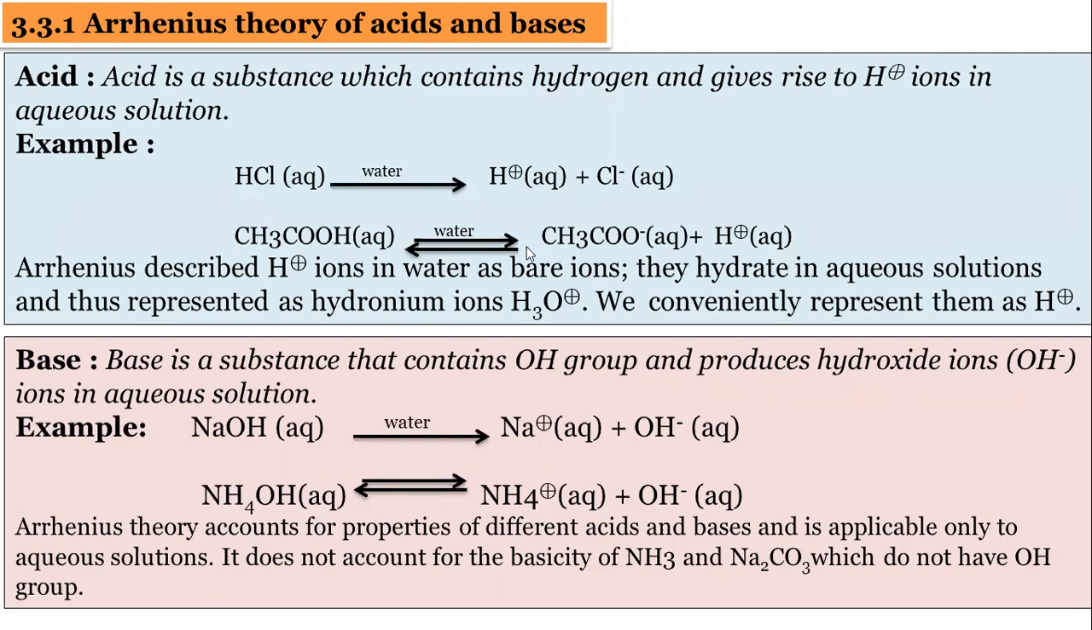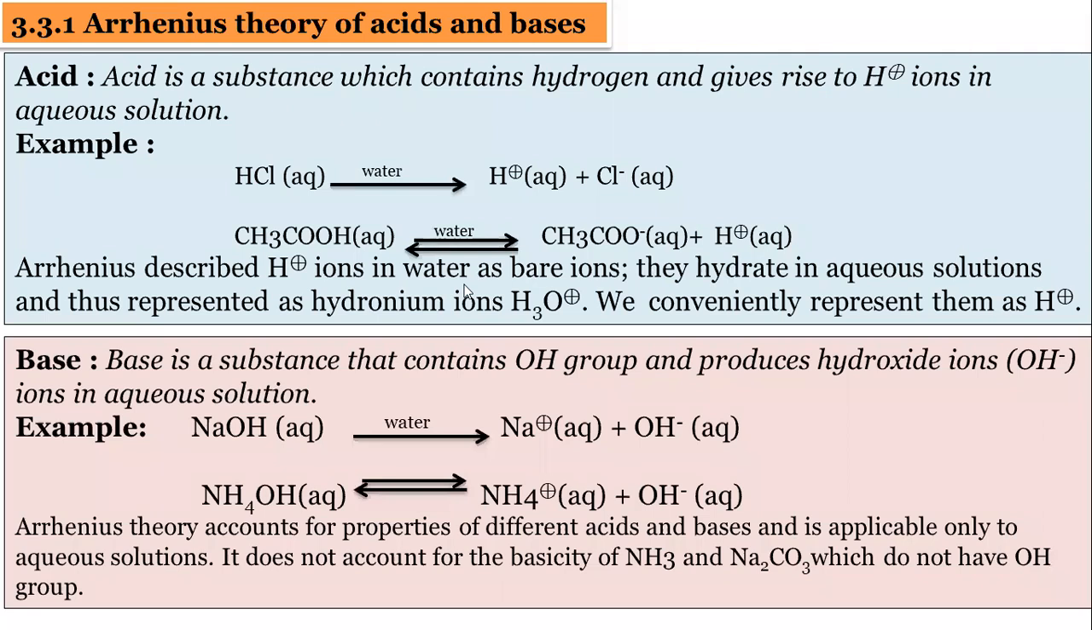According to Arrhenius, H plus ions in water are bare ions. So this H plus ion combines with H2O, and can be represented as H3O plus. This H3O plus is nothing but H plus plus H2O. It is H3O plus, but for convenience, we represent it as H plus. Remember, this is extra knowledge that is given.